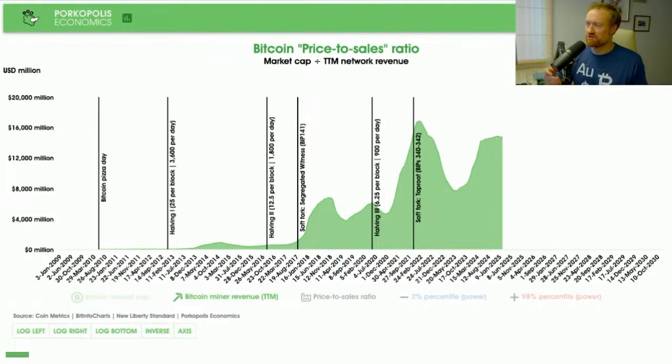So Bitcoin has a price to sales ratio. It's very simply the market cap divided by the trailing 12-month revenue. And what is that? Well, it's here. Now, remember, Bitcoin is a $2 trillion market cap. It's enormous now compared to where it's ever been. We're around all-time highs, of course.